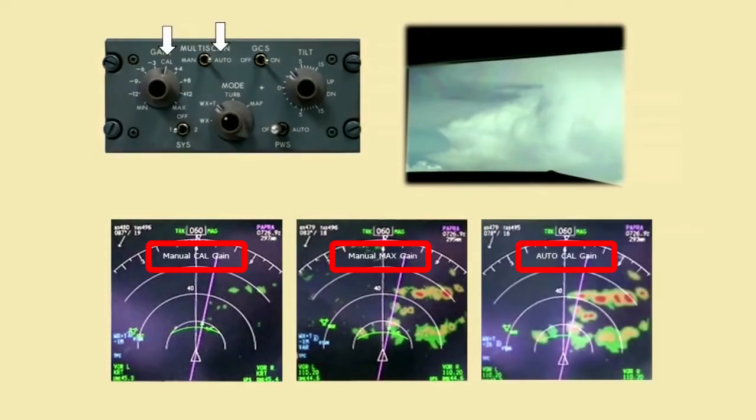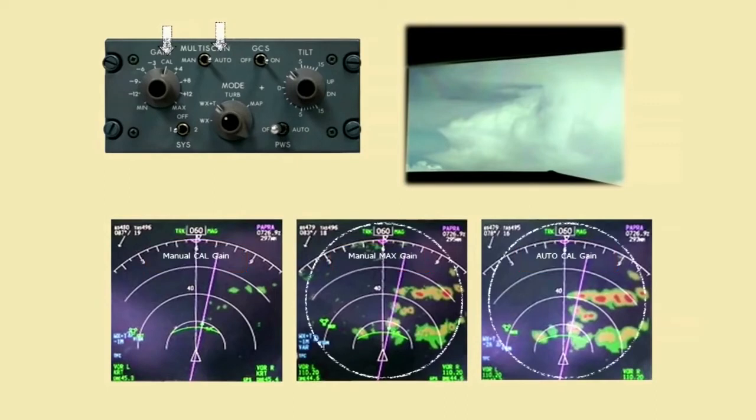In auto cal gain, the radar has automatically increased the gain as the outside air temperature decreased, providing a picture that is very similar to manual max gain, reducing the threat of inadvertent thunderstorm top penetration. Note that at cruise altitudes, manual max gain and auto cal gain are essentially equivalent. In auto, further increasing the gain above the cal position may result in overwarning and unnecessary deviations.